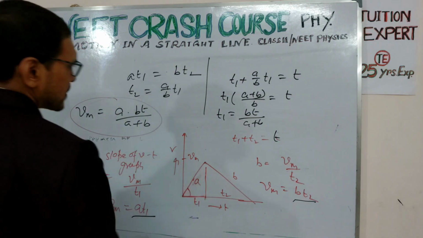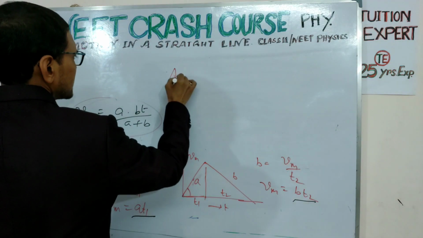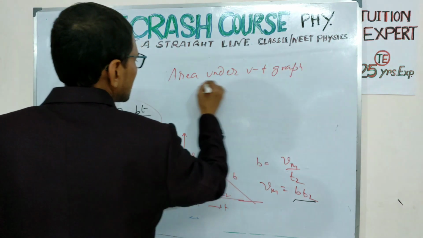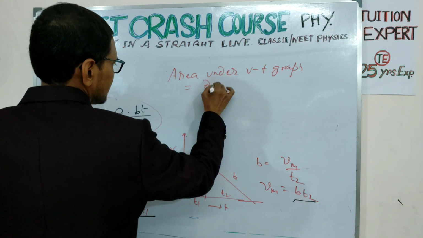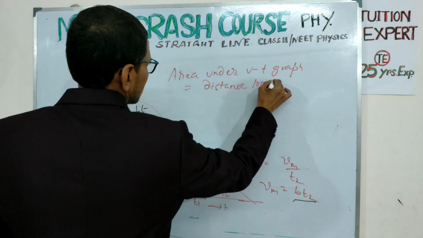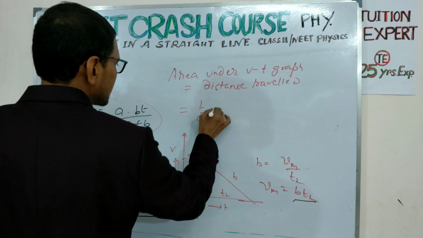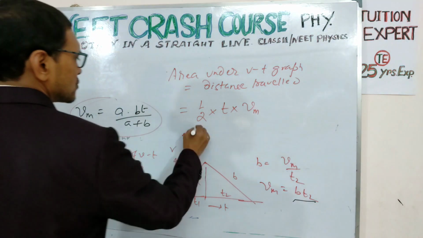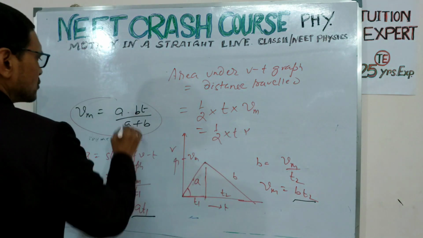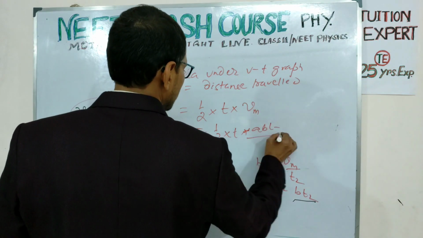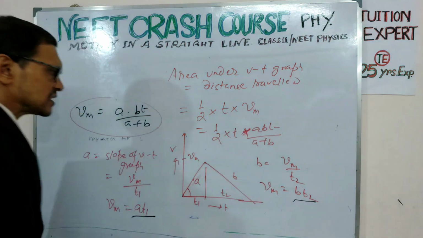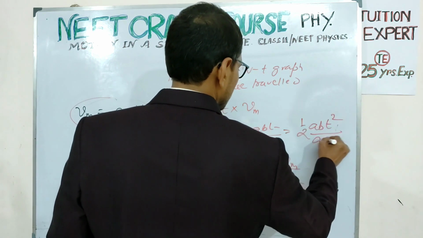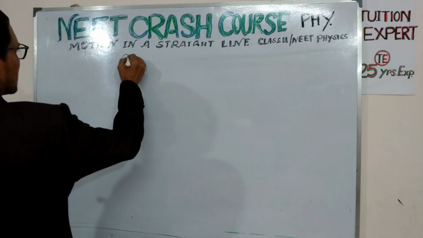Now what is the distance traveled? We know area under the VT graph equal to distance traveled. So area equal to half base, base equal to total time t, into height equal to Vm. So Vm equal to AB t by A plus B. So this is the answer.